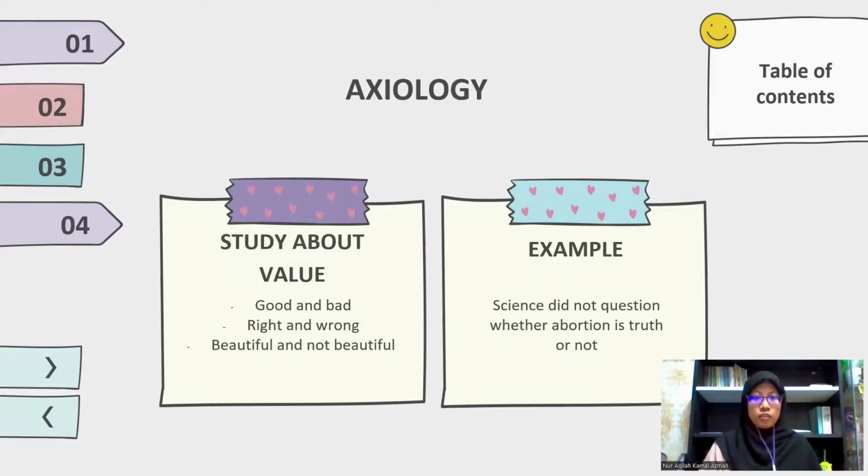Next is axiology. Axiology is a study about value and rationalism. Value as in good or bad, right or wrong, beautiful or ugly. For example, in Western countries, wearing a bikini at the beach is okay, but in some Asian countries, it is not okay. This can also be said in science. For example, in science, we do not question whether abortion is okay or not.